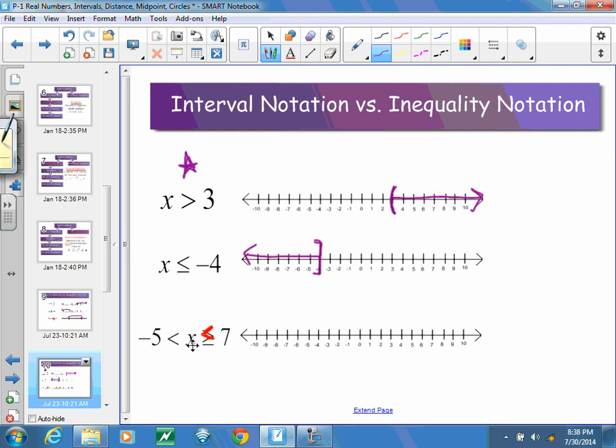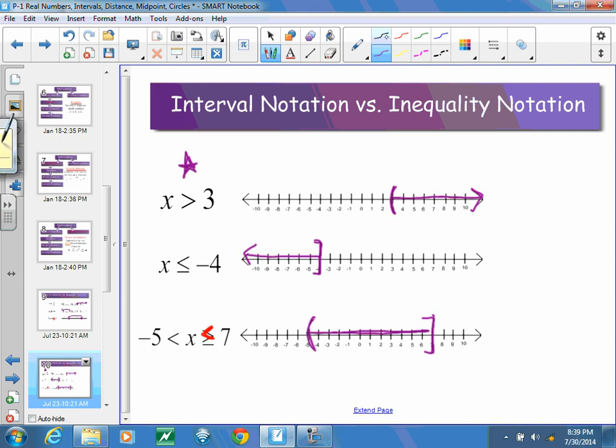So with the last one here, x is greater than negative 5 and x is less than or equal to 7, I would have a parenthesis at negative 5. I'm going to put a bracket at positive 7, and I'm going to fill in the values in between. So this is using our interval notation.